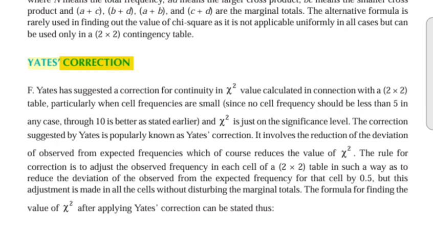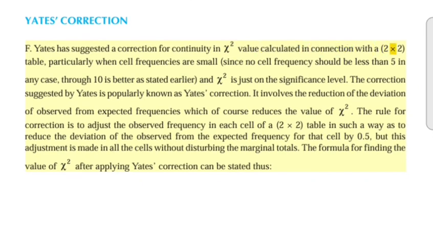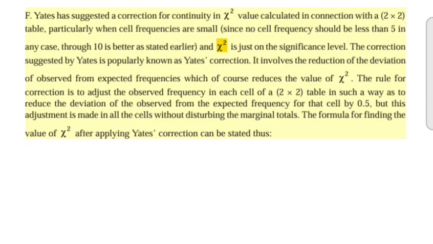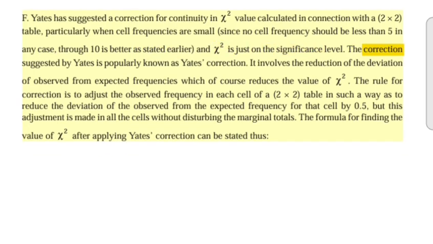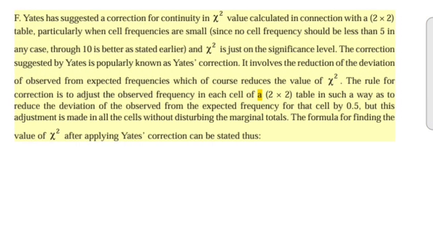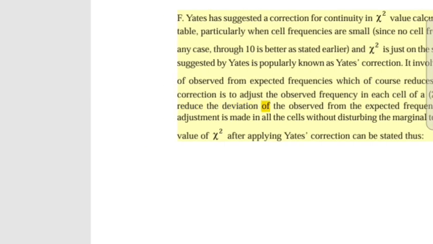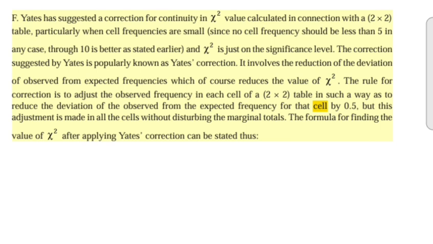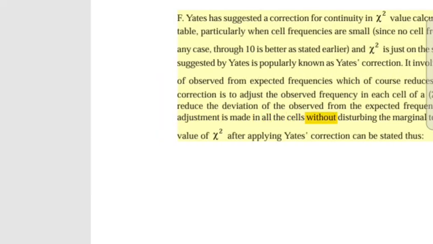Yates' correction. F. Yates has suggested a correction for continuity in chi-square value calculated in connection with a 2 times 2 table, particularly when cell frequencies are small, since no cell frequency should be less than 5 in any case, though 10 is better as stated earlier, and chi-square is just on the significance level. The correction suggested by Yates is popularly known as Yates' correction. It involves the reduction of the deviation of observed from expected frequencies, which of course reduces the value of chi-square. The rule for correction is to adjust the observed frequency in each cell of a 2 times 2 table in such a way as to reduce the deviation of the observed from the expected frequency for that cell by 0.5, but this adjustment is made in all the cells without disturbing the marginal totals.